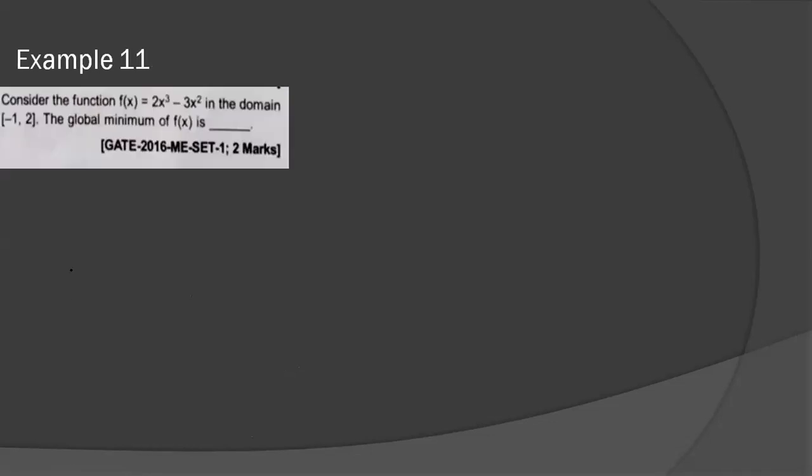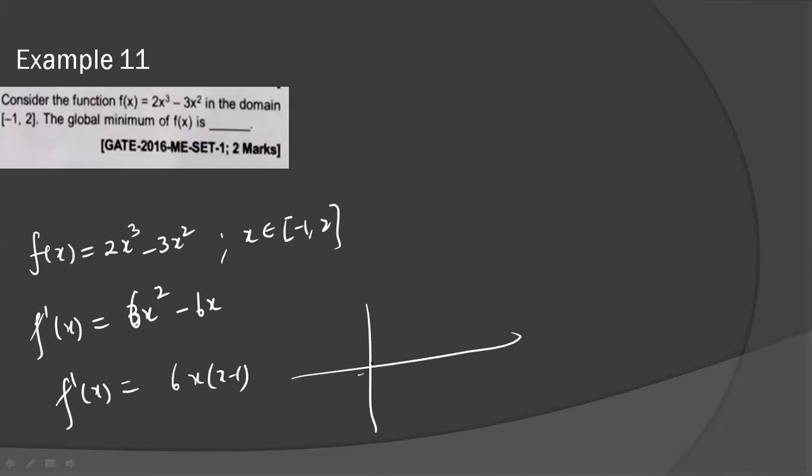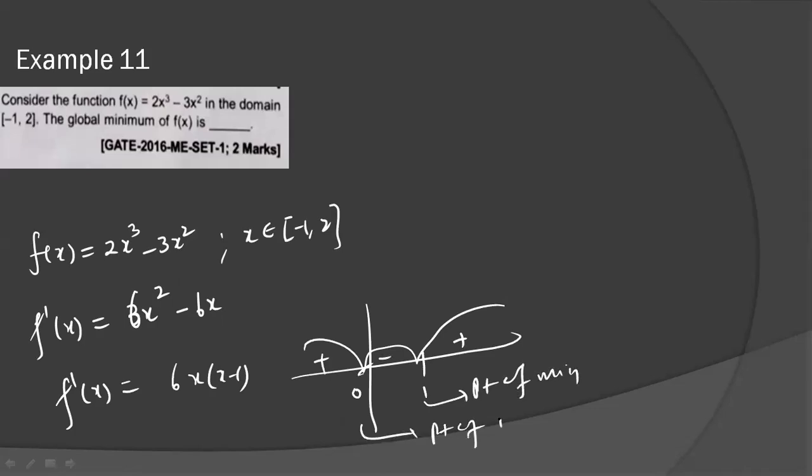Similar problem 11, I have discussed 9. In the closed interval, f(x) equal to 2x cube minus 3x square, and x belongs to [-1, 2]. The global minimum is asked. So f dash x is 6x square minus 6x. If you take the common 6x, it is x minus 1. Both the coefficients are positive. So 0 and 1 are the critical points here, plus minus plus. This is the point of minima. This is the point of maxima.